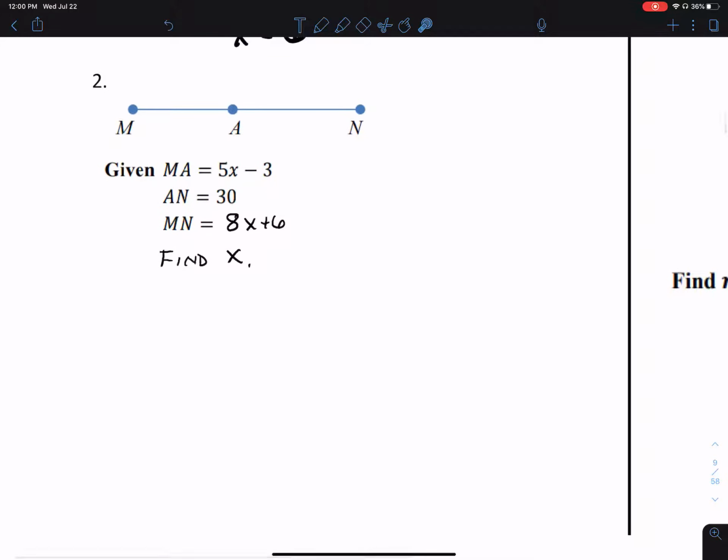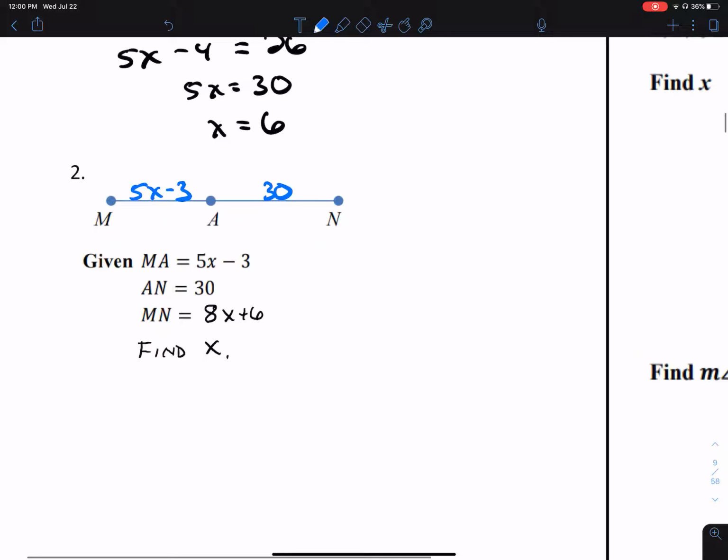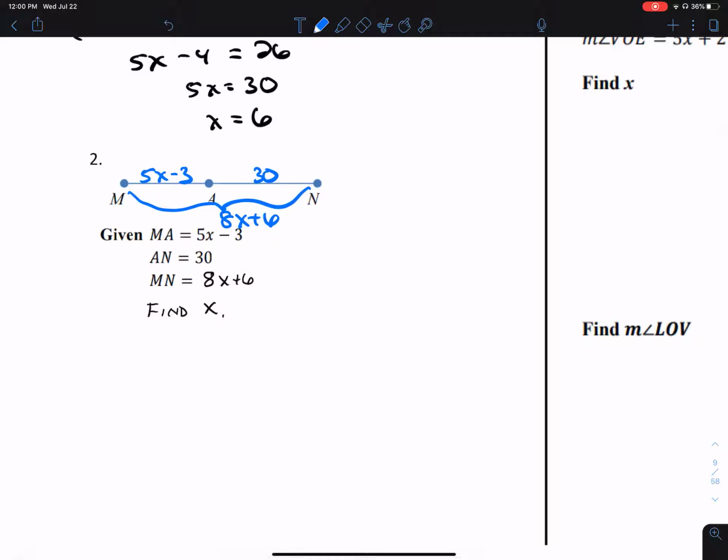Number 2, the picture is already drawn for us. MA, it says, is 5x minus 3. Put that on the picture. AN is 30. Put that on the picture. MN is 8x minus 6. I don't have a lot of room above this, so I'm going to put this down here. 8x plus 6. We're just supposed to find the value of x, so this should be pretty straightforward.